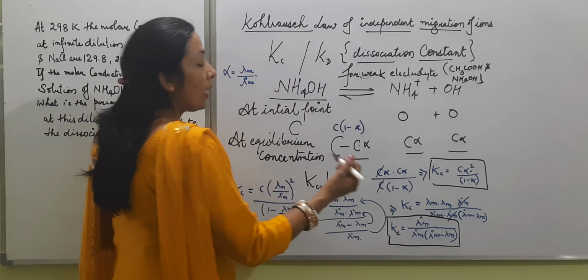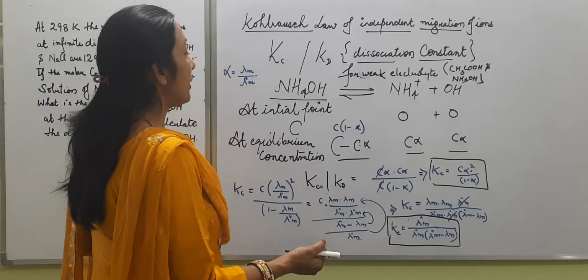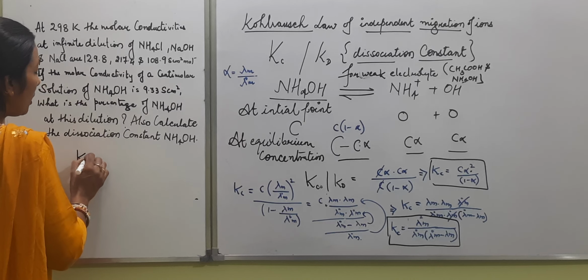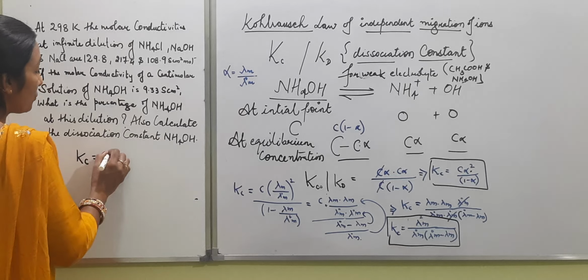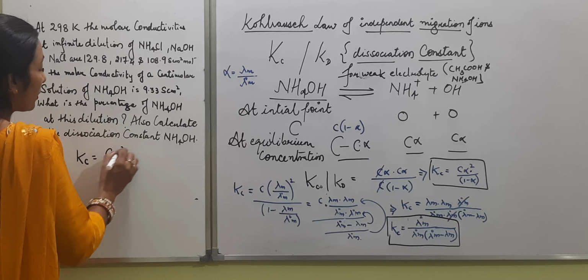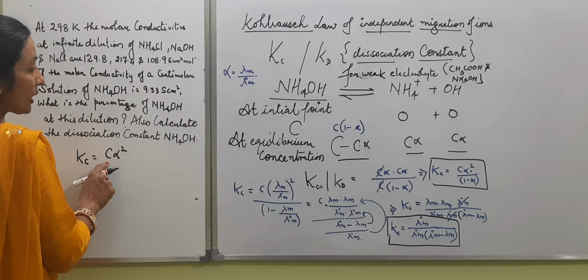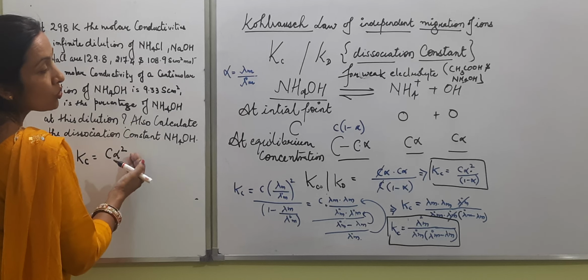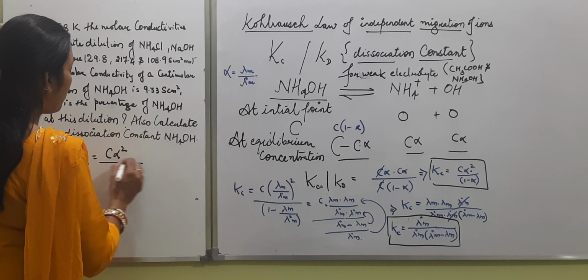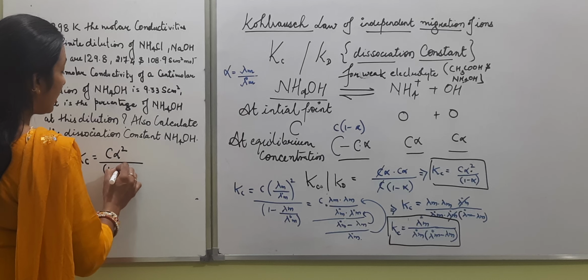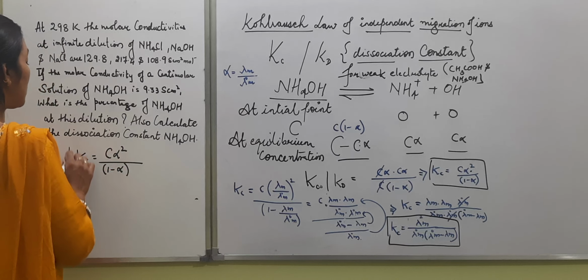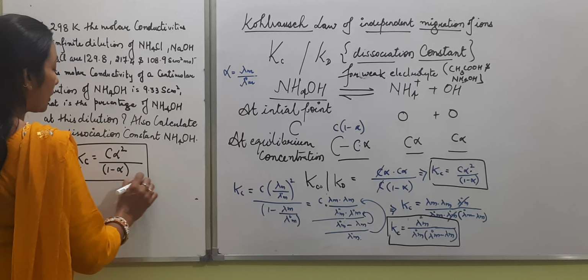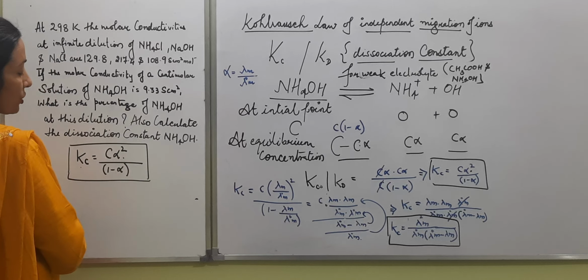And one more relation is there, that is with molar conductivity and limiting molar conductivity. So we can write this one here. Easy हमें याद रह जाएगा, that dissociation constant equal to the initial concentration with the square of degree of dissociation, divided by 1 minus degree of dissociation. So this is the relation between the degree of dissociation and dissociation constant.